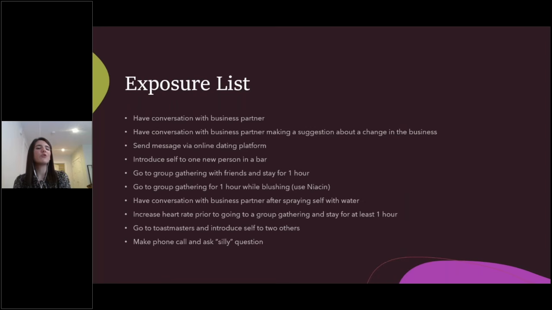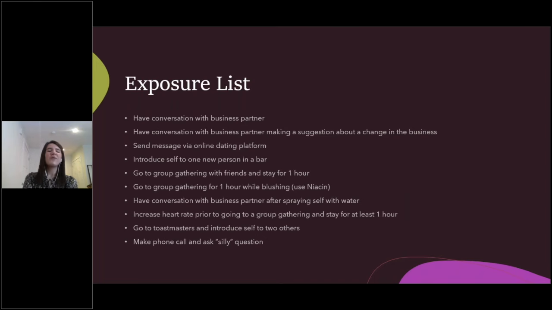So here's a potential exposure list that we could come up with for Tom based on the assessment that was just done. He could have a conversation with his business partner, making a suggestion about a change in the business, send a message via an online dating platform, introduce himself to one new person in a bar, again, pre-COVID, go to a group gathering with friends and stay for 1 hour, since his duration is typically 45 minutes, or go to group gatherings for 1 hour while blushing.